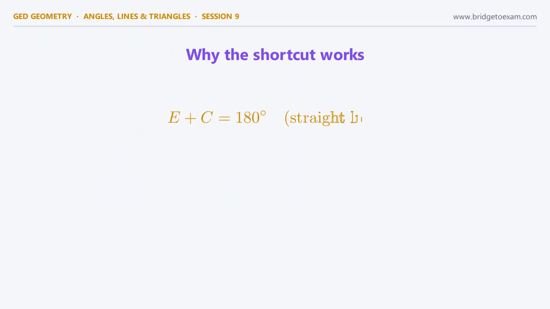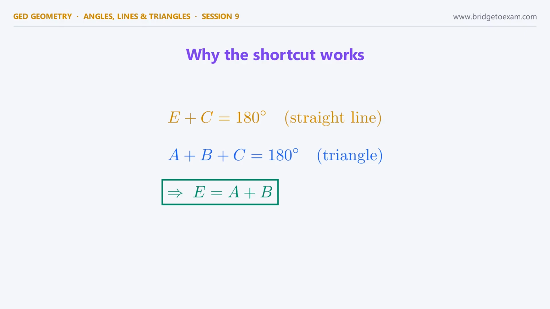Here's why the shortcut always works. The exterior angle and its neighboring interior angle form a straight line, so together they add to 180. But the three interior angles also add to 180. Since both totals equal 180, we can subtract the shared neighbor angle from each. What's left tells us the exterior angle equals the other two interior angles combined.